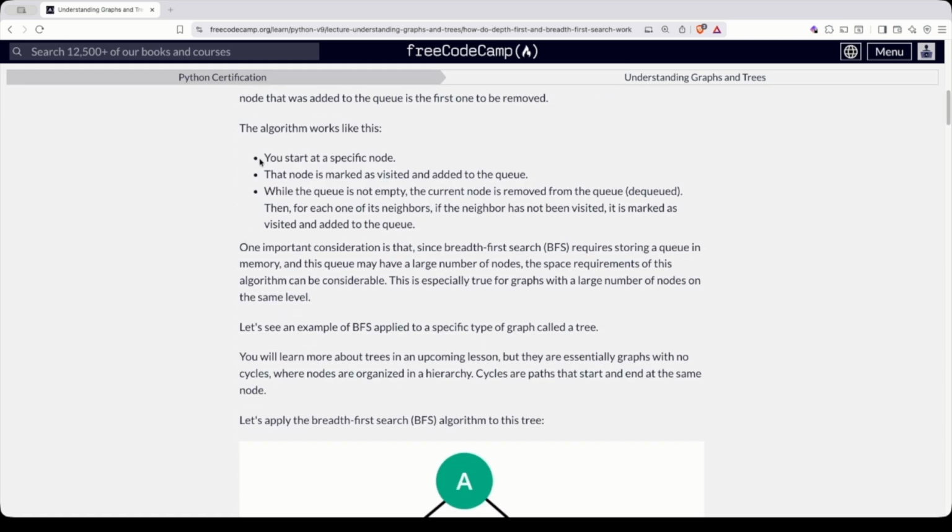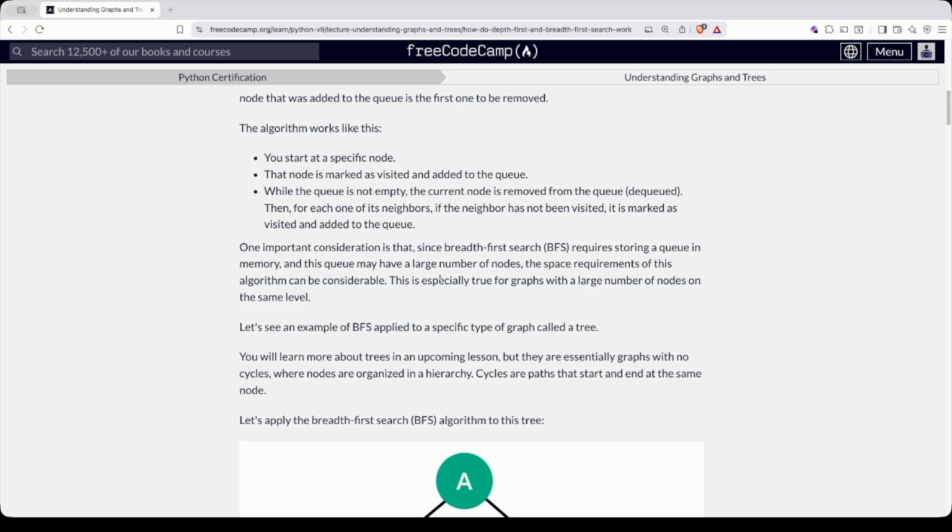The algorithm works like this. You start with a specific node. That node is marked as visited and added to the queue. While the queue is not empty, the current node is removed from the queue, dequeued. Then, for each one of its neighbors, if the neighbor has not been visited, it is marked as visited and added to the queue.